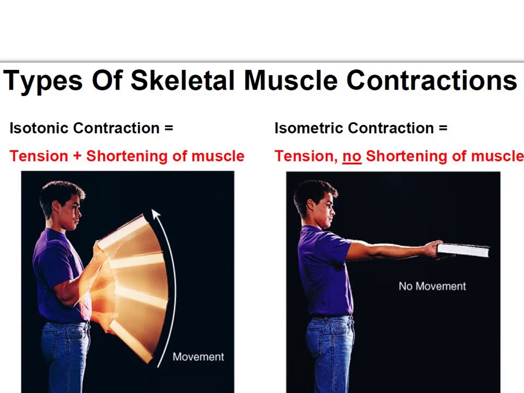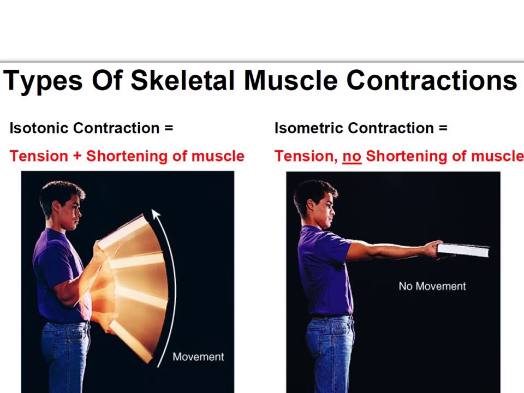Isometric, your muscle isn't shortening, which means you're not moving anything. Isotonic, your muscle is shortening, you're moving an object, but you're not having to add any more power. You're not using any more motor units. And those are the ways that we can classify the kind of work we're doing.